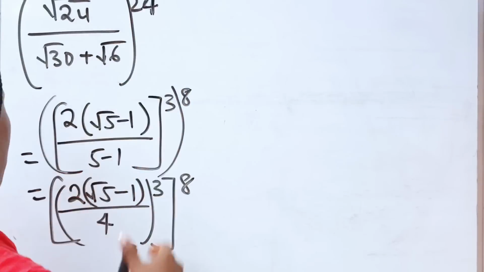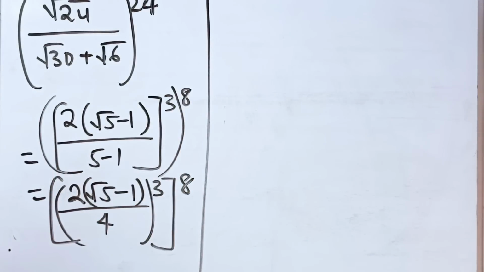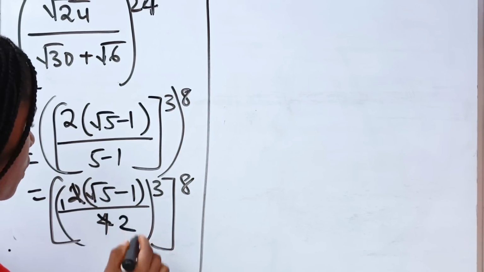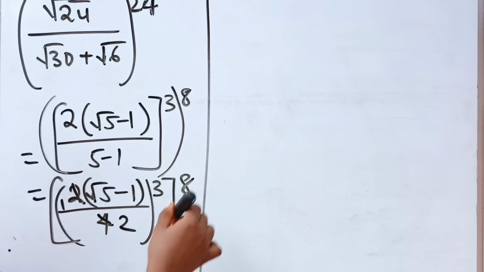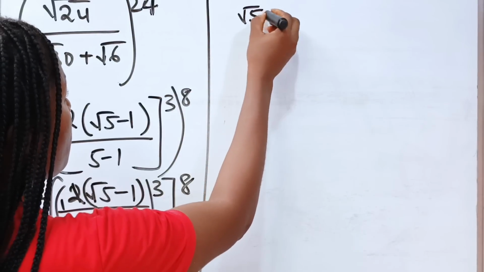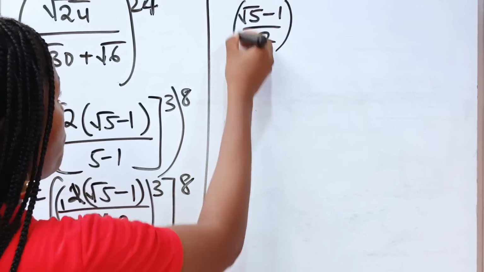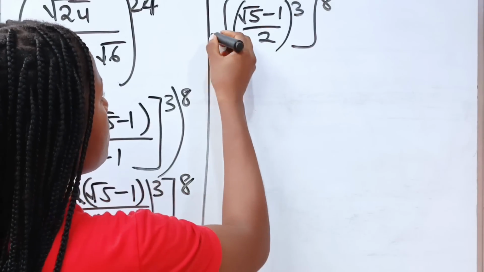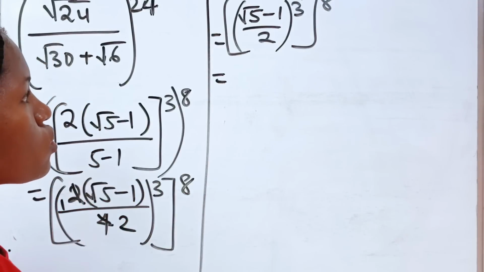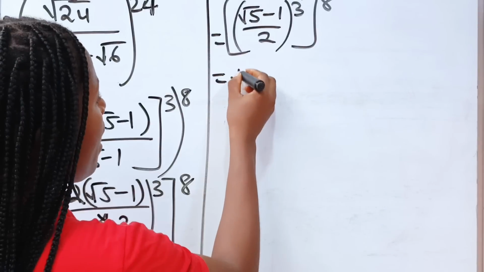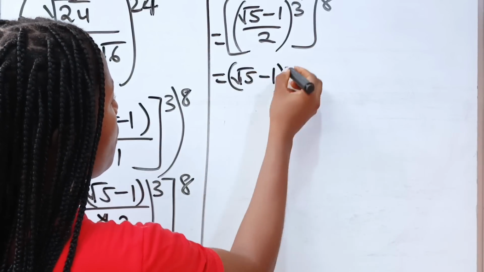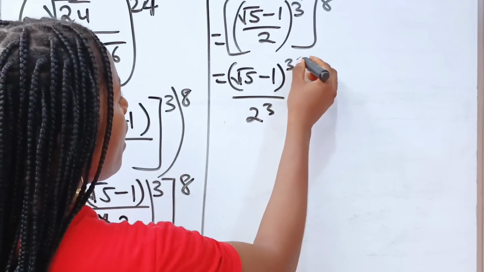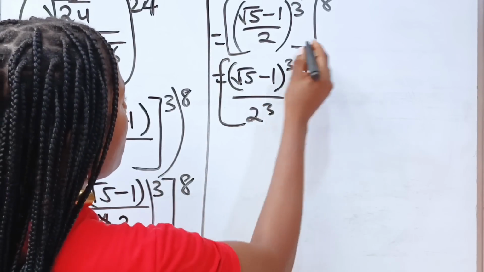Let's continue. So look at what we have here. 2 will divide itself to give us 1, divide 4 to give us 2. So inside this bracket now we have root 5 minus 1 divided by 2, raised to the power of 3, everything raised to the power of 8. So this is equal to root 5 minus 1 raised to the power of 3 divided by 2 raised to the power of 3. Now everything raised to the power of 8.